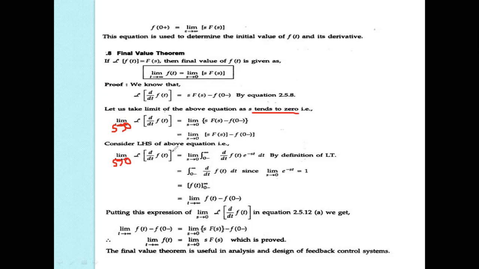Taking the LHS, what we did in the initial value theorem, you take the limit s tends to 0 of the Laplace transformation of d by dt of f of t. Using the definition of Laplace transformation, which is unilateral, my students, integral from 0 minus to infinity of d by dt of f of t e power minus st dt. Now here s tends to 0, so you can substitute s equal to 0 in this equation. e power minus 0 is 1. So integral from 0 minus to infinity of d by dt of f of t dt. The integral of the derivative simply gives f of t, with upper limit infinity and lower limit 0 minus.